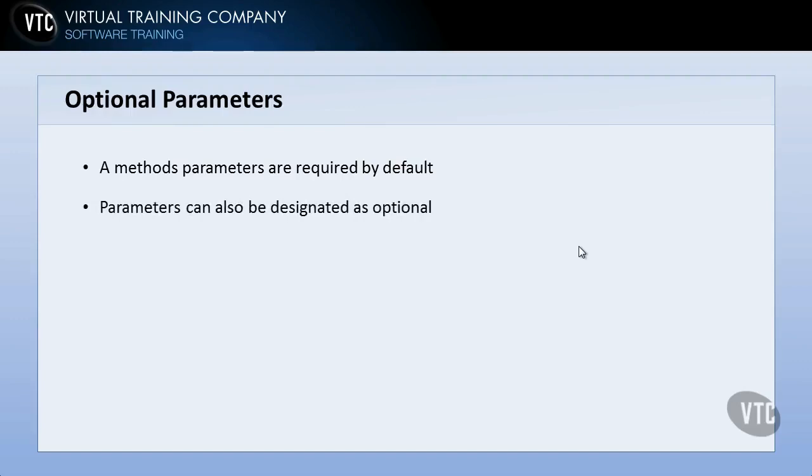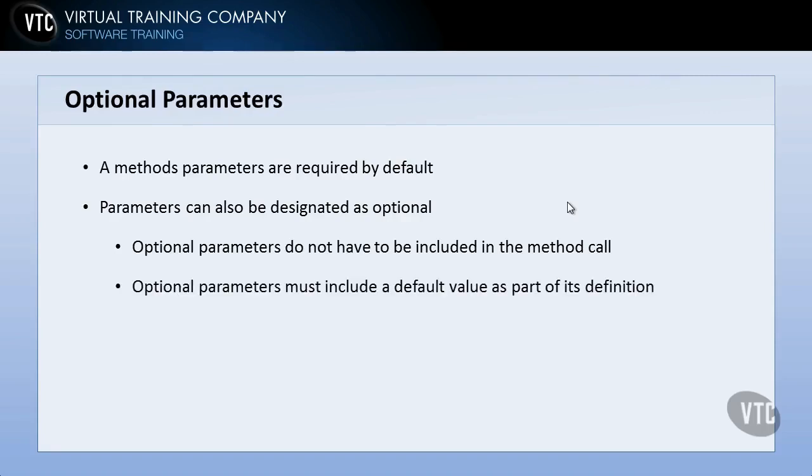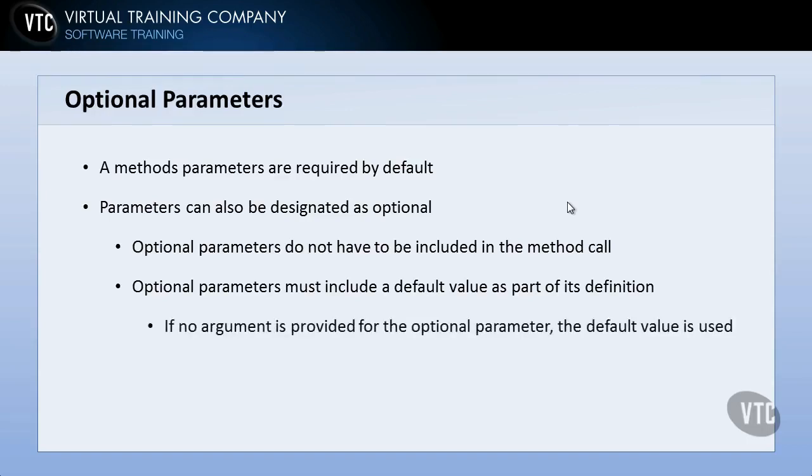If we just create a method and list the parameters out there and we're looking for those arguments, every one of those has to be supplied or we get an error. Now, we can also designate some of our parameters as optional. And when we do that, the optional parameters do not have to be included in the method call. However, an optional parameter does have to include a default value as part of its definition. And if we don't mention that particular parameter in the call, then the default value goes in.